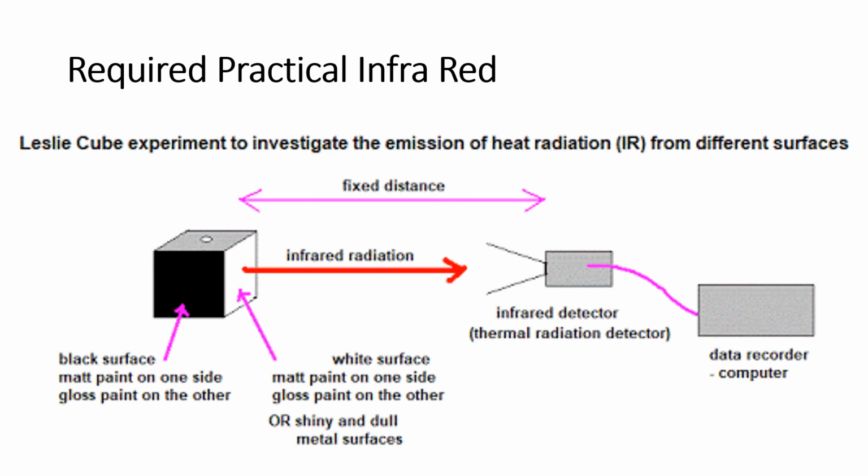There is also a required practical on infrared, which used Leslie's cube, and there's a separate video to watch to go through this. It had different colour surfaces, and we made sure that the infrared detector was a fixed distance from each surface and measured the amount of radiation coming off. The surface area of each side was kept the same. This was a control variable, and the temperature of the surface had to be the same because the water was poured inside the cube.